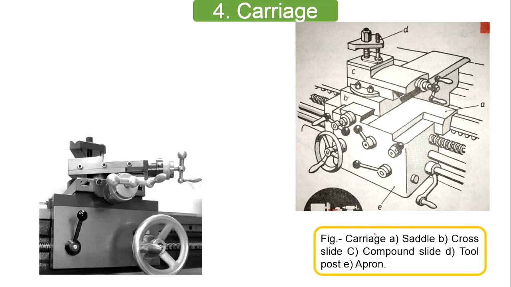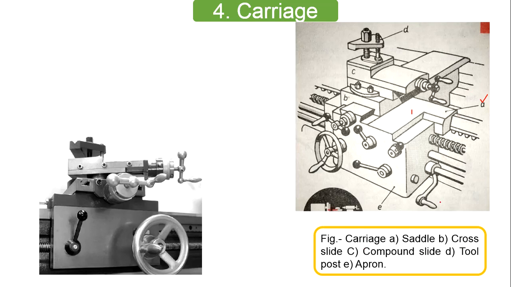Now let's see the important parts of the carriage. The first important part is the saddle. You can see this one is the saddle, A. The saddle is directly mounted over the bed. The saddle has inverted guideways, which match with the outer guideways of the bed, and this saddle moves over the bed. In this way, your carriage will move in the longitudinal direction.